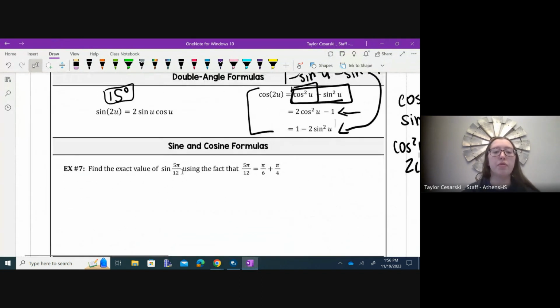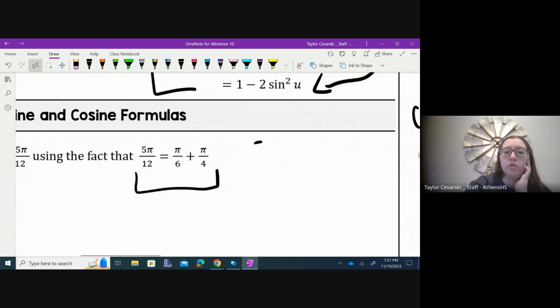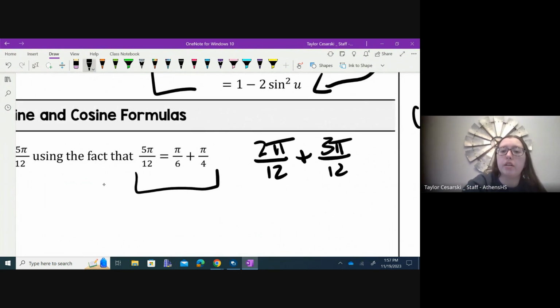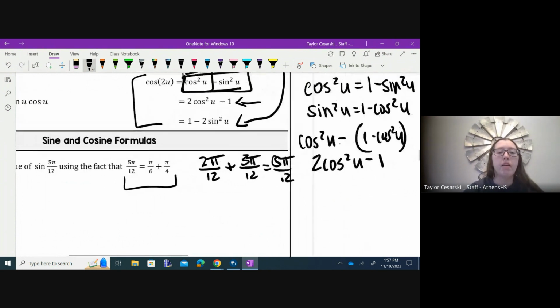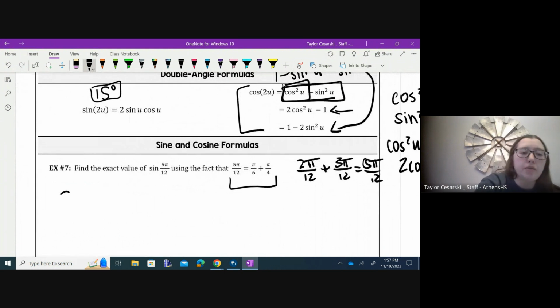This is an example, 5 pi over 12. That's not on the unit circle, so previous to this, you would not be able to find what it is. But we can break that up, and it tells you to break it up into pi over 6 plus pi over 4. And just a quick reminder, pi over 6 would be like 2 pi over 12, and pi over 4 would be 3 pi over 12. And so that's how I end up getting 5 pi over 12. All right, so I could rewrite sine of 5 pi over 12 as sine of pi over 6 plus pi over 4.